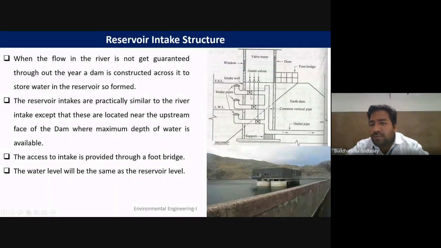So for operating this valve, you can see this is the outlet valve, so you can handle this valve from here only, from the rooms. Okay, so where does it generally stabilize? It is just stabilized near your dam wall, on the upper side. You can see a dam. So this is how it works.